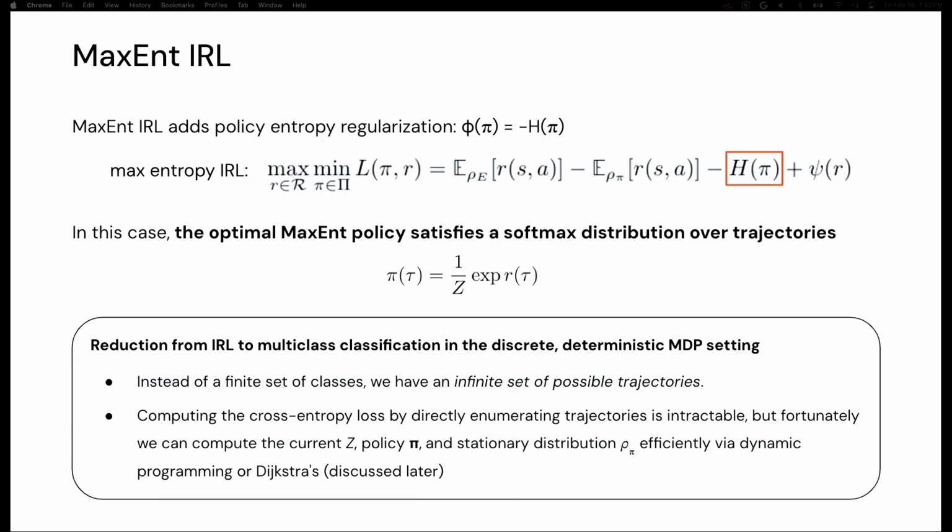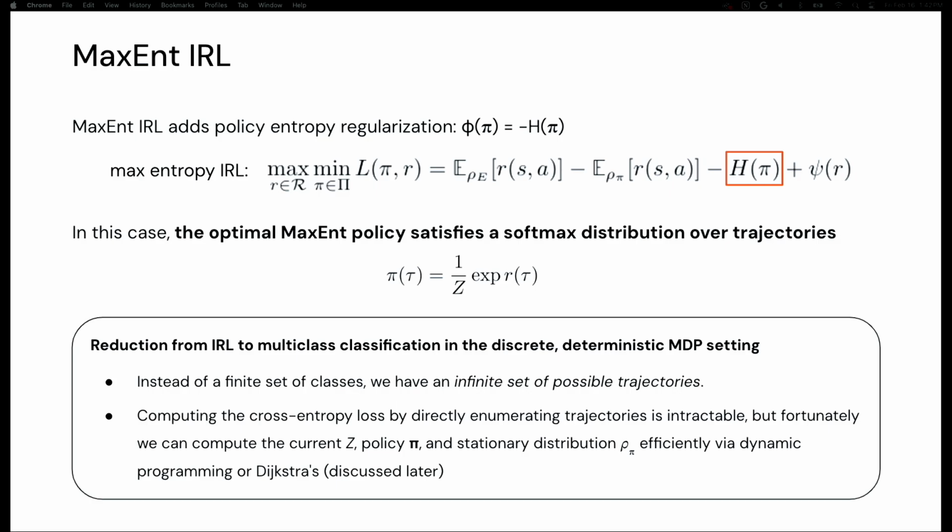Now, MaxEnt, which I'm going to talk a lot about today because I think it's a very classic algorithm and an easy way to understand a lot of other methods, takes us one step further, and it just adds an entropy regularizer on the policy. This is the H term here. So it's the same min-max problem, but with an entropy regularizer and then some regularizer on the reward. And now with this regularizer, you can show that the optimal policy satisfies a softmax distribution over trajectories. In the routing setting, these are all the possible paths between the origin and the destination.